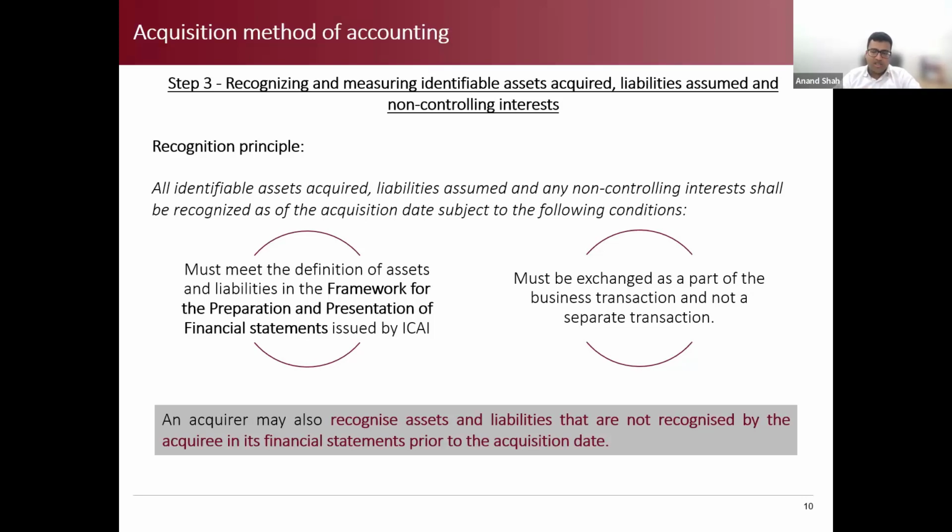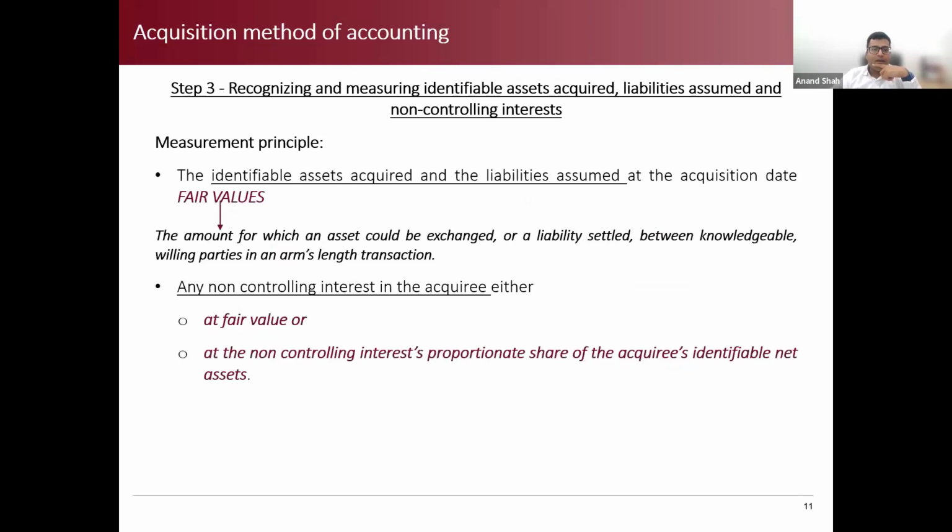So, if there is one SPA that you are looking at and it excludes certain assets, which were told to have formed a part of a separate transaction, you can't really club it together for the purpose of this exercise. One thing we need to be mindful of is there can be certain assets and liabilities which were never recognized by the target. Those can also be recognized now when you're preparing the purchase price allocation workings, obviously subject to those assets and liabilities meeting the framework above.